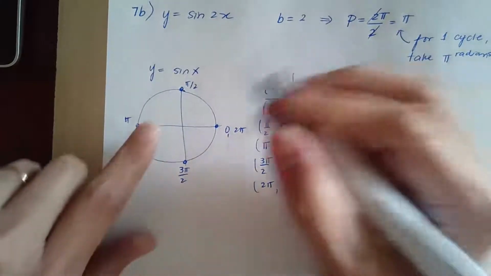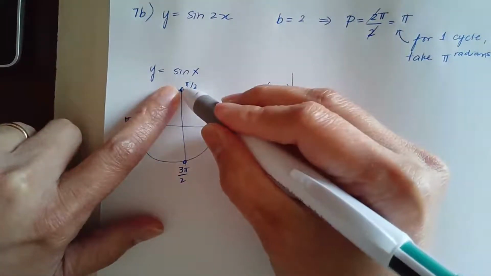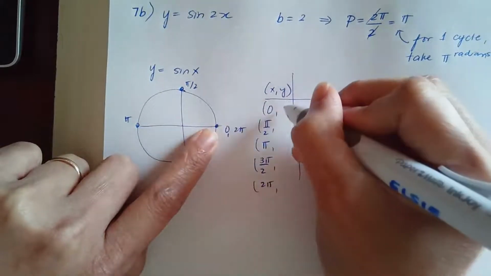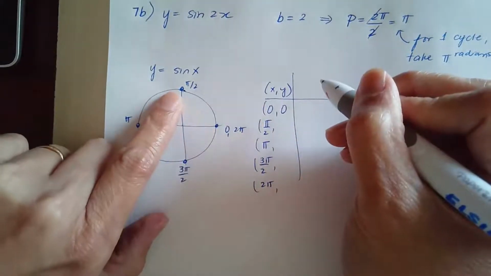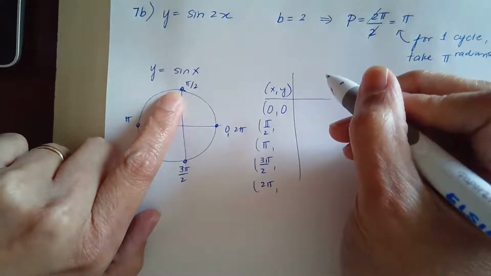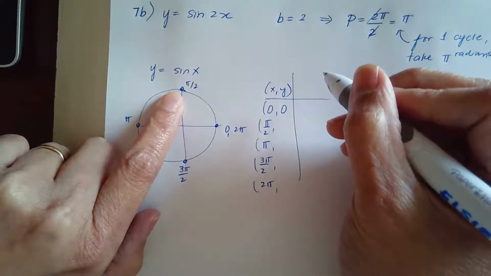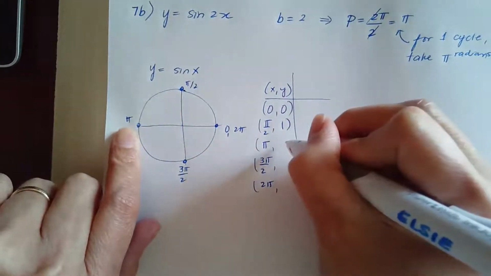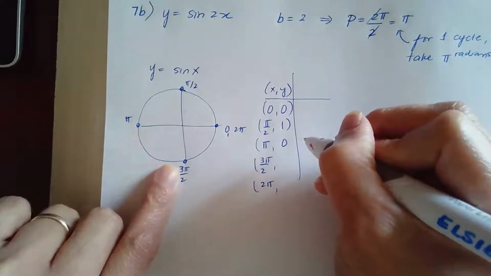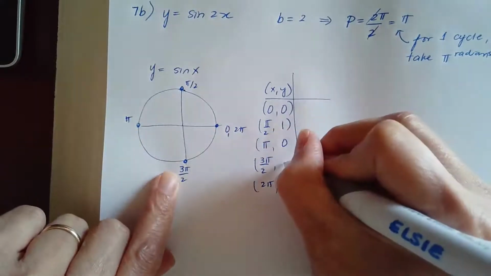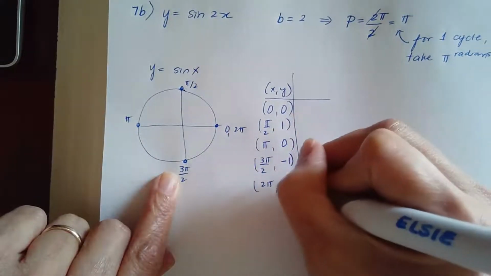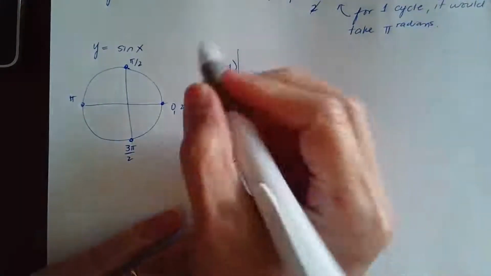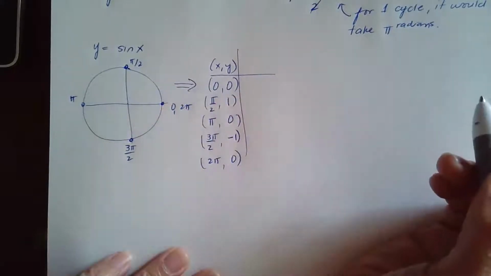So at pi halves, the y value there is... oh, sorry, over here, the y value at 0 radian is 0. The y value at pi halves, the y coordinate in a unit circle, is 1. Over here, at pi, the y value is 0. At 3 pi halves, the y value is negative 1. At 2 pi, the y value is 0. So this is where those values came from.